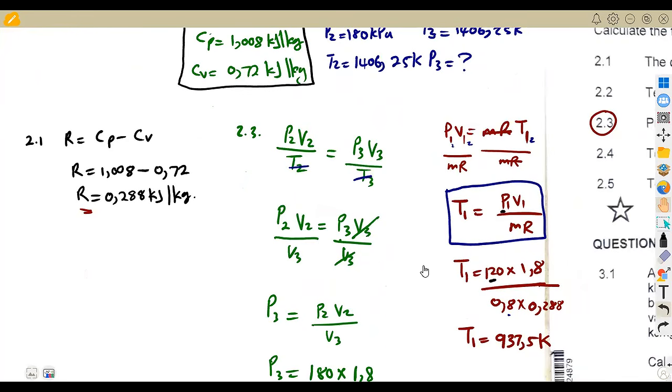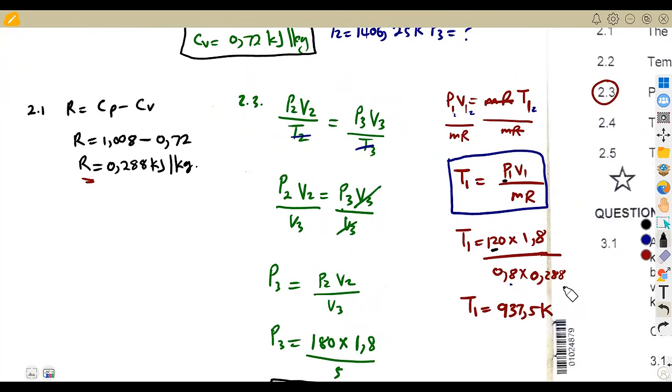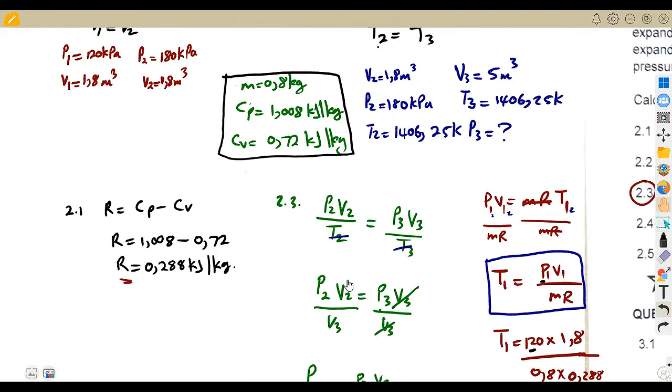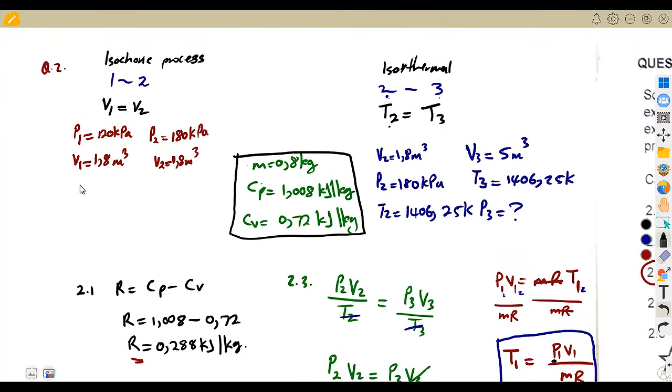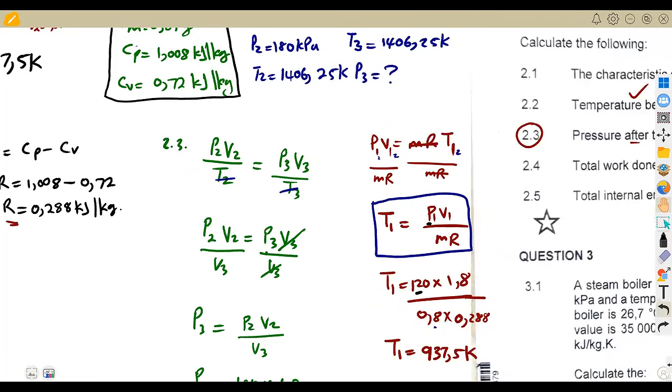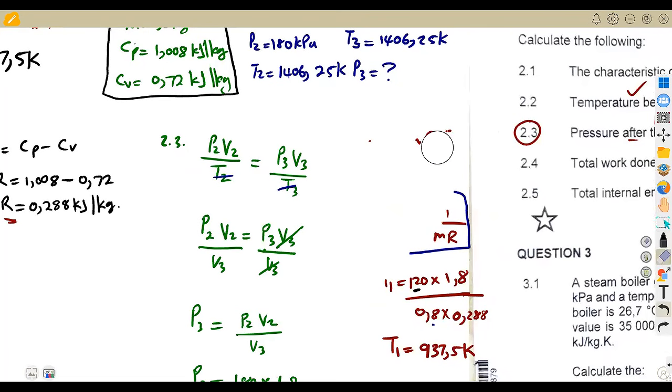Remember, we calculated T1, so I'm just going to take this T1 here, as maybe we might need this later on. So let us just write it aside. Here we calculated this T1. Remember, we got 937,5 Kelvin. All right, so I want to erase this part so that we prove it with the same method, actually not another method. Let me do it this way.